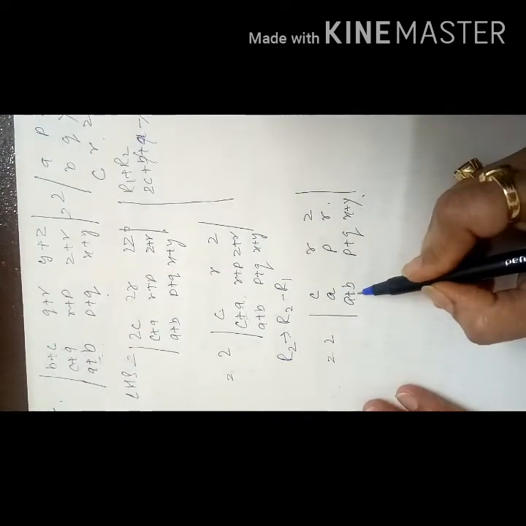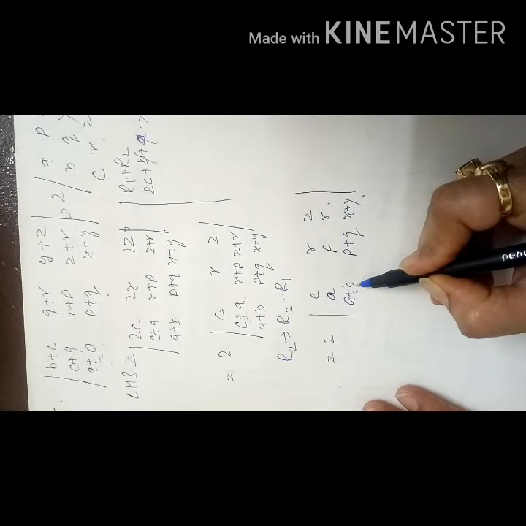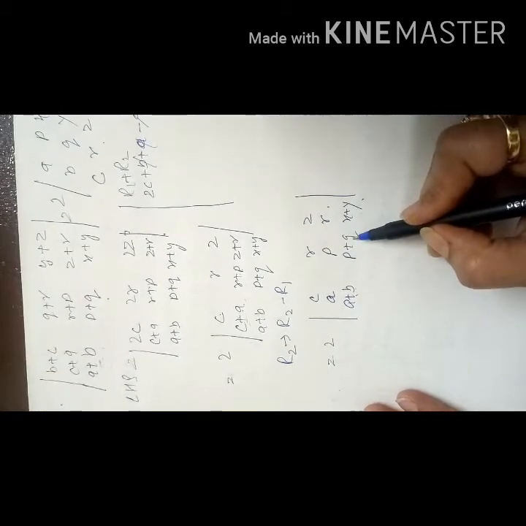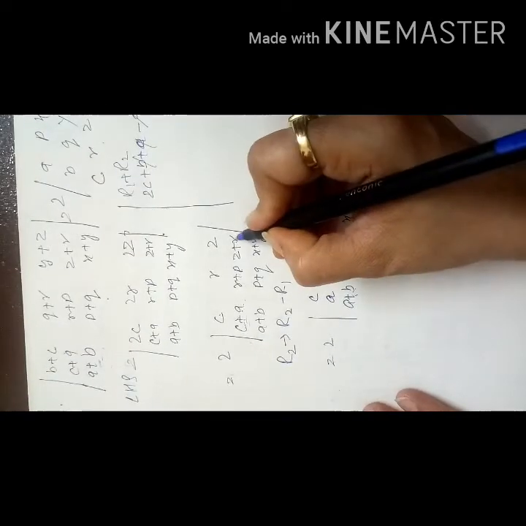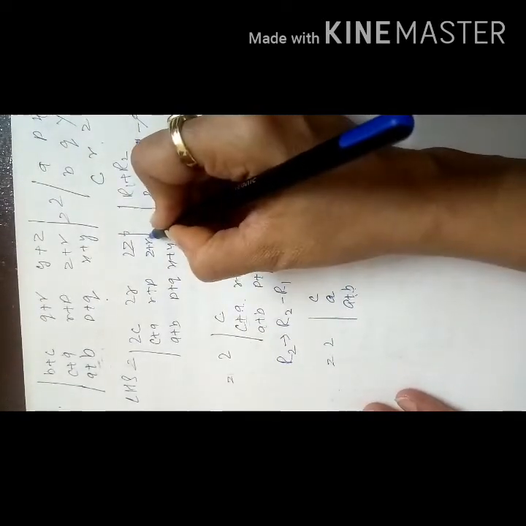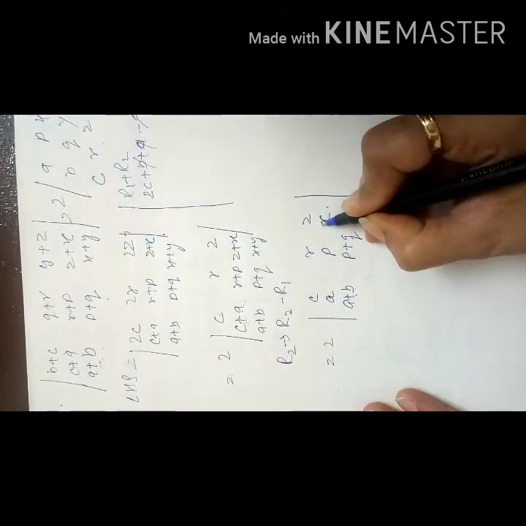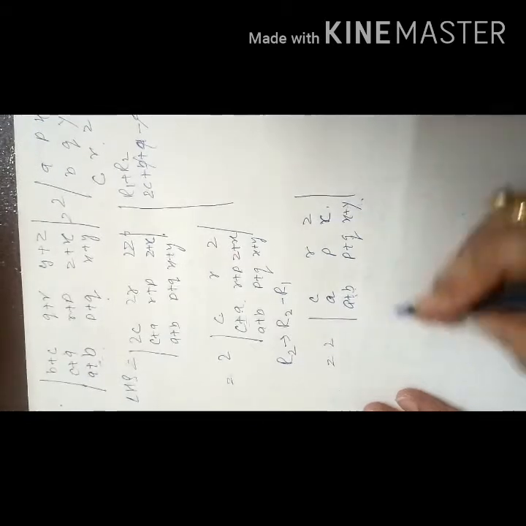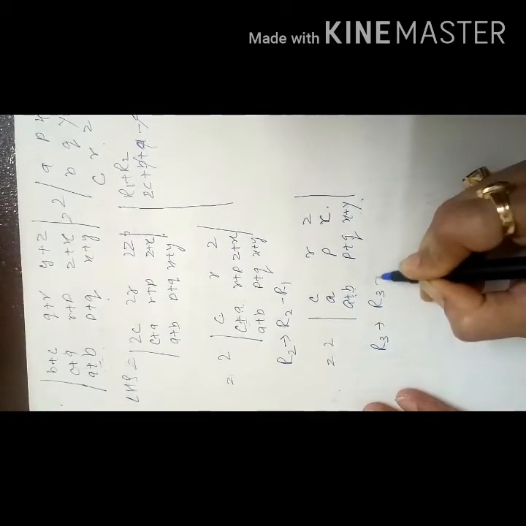Next, if we subtract A from this R3, what is left? B. If we subtract P from this R3, what is left? Q. And here it will be X. Sorry. What is left? Y. So R3 will be R3 minus R2.